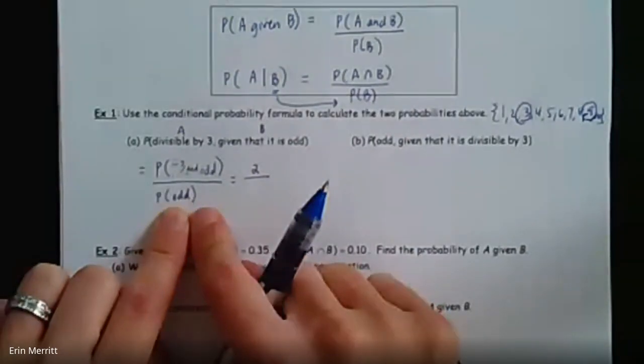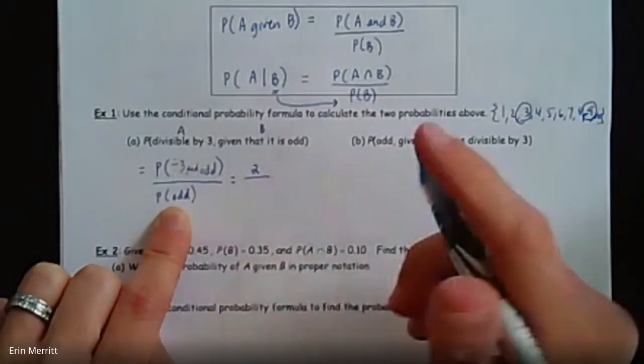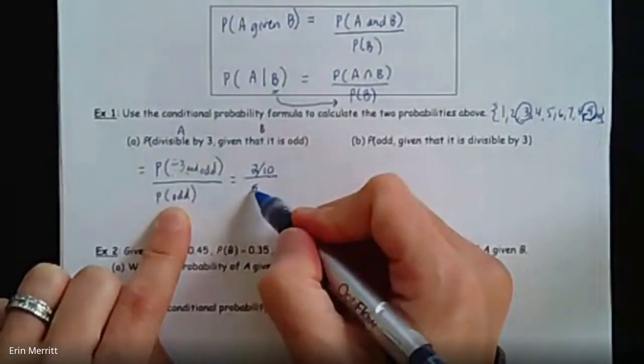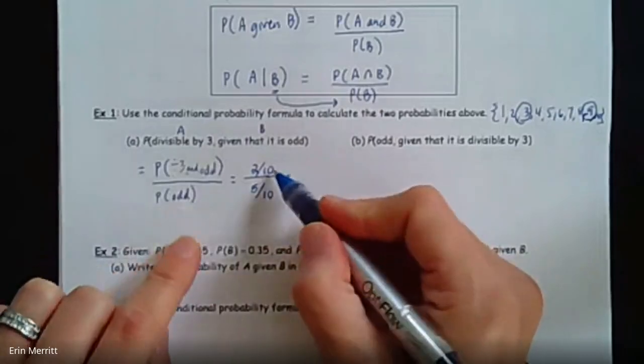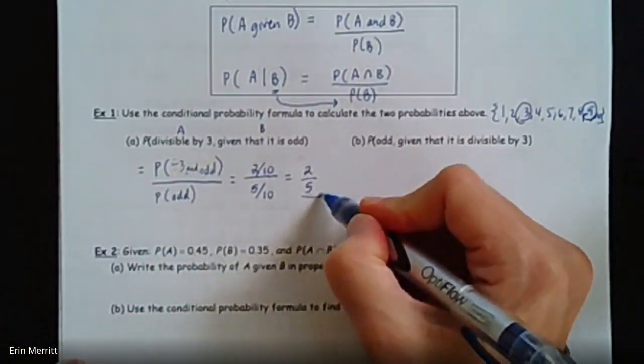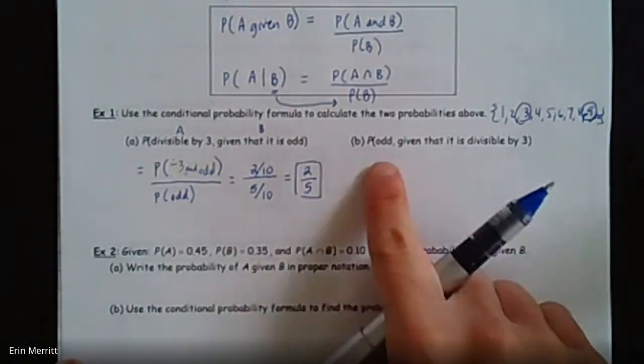Well, how many things here were actually odd? That was 2 out of the 10. The probability that it's odd was 5 out of the 10. And when you're dividing by the same thing in both cases, those 10s are going to wipe right out, and you end up with 2/5.